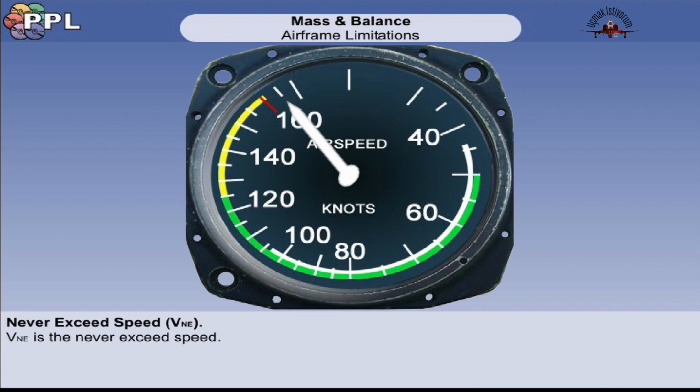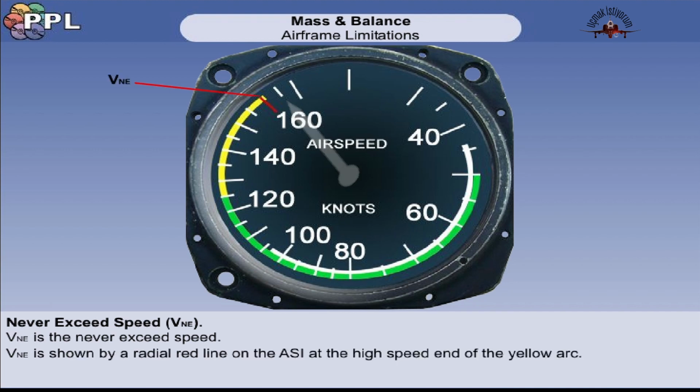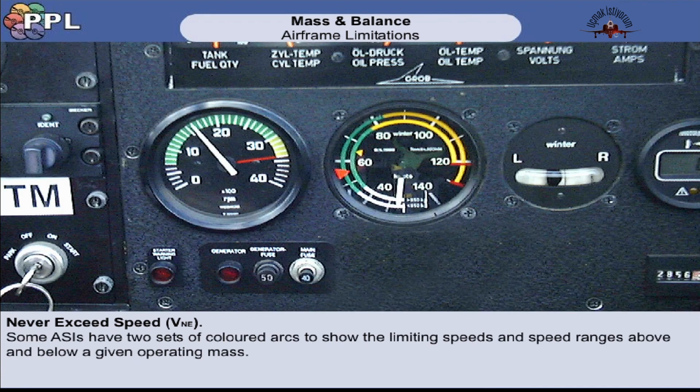Gusts encountered while flying at VNE may increase the loads on the aircraft structure to above the positive load limit factor. VNE is shown by a radial red line on the airspeed indicator at the high speed end of the yellow arc. From VNO to VNE, there will be a yellow arc, which is the caution range. You may fly at speeds within the yellow arc only in smooth air, and then only with caution. Some ASIs have two sets of coloured arcs to show the limiting speeds and speed ranges above and below a given operating mass.